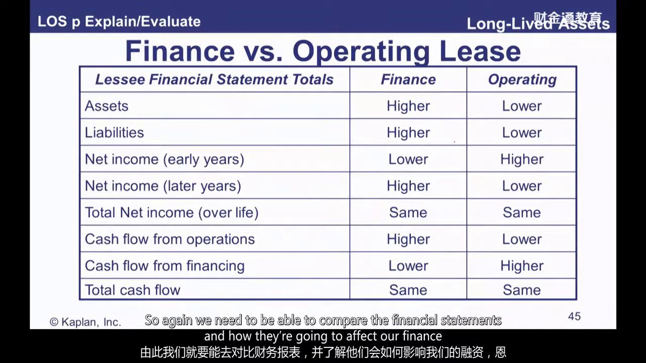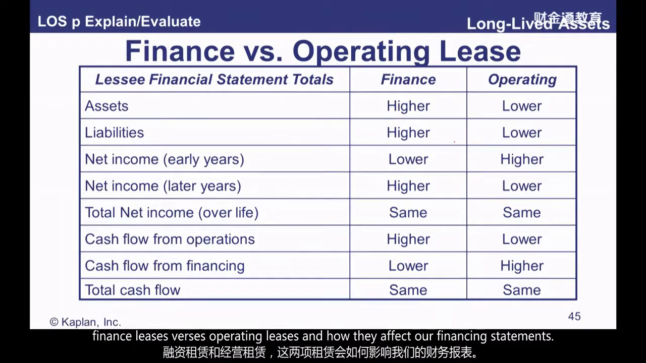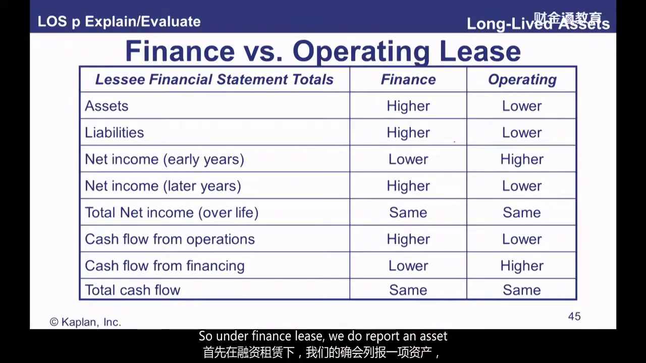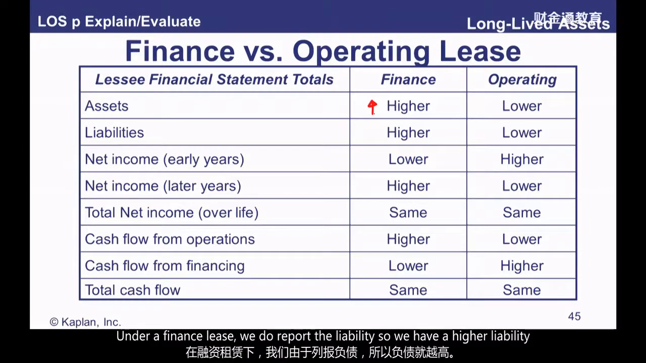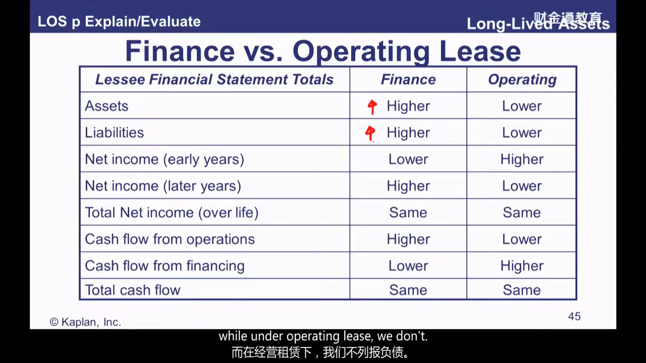So again, we need to be able to compare our finance leases versus our operating leases and how they affect the financial statements. So under a finance lease, we do report an asset, so our assets are higher. Under an operating lease, we don't report an asset, so relatively speaking, our assets will be lower. Under a finance lease, we do report a liability, so we get higher liabilities. Under an operating lease, we don't, so comparatively lower liabilities.